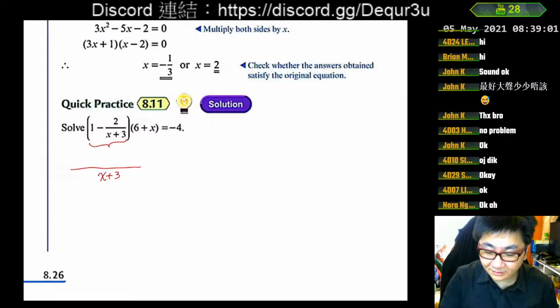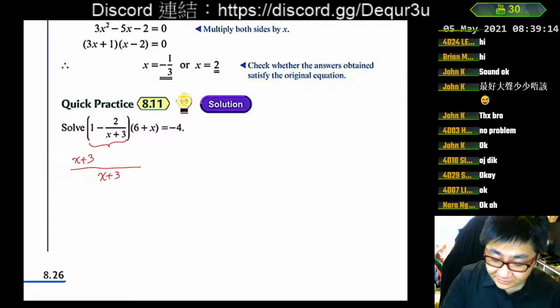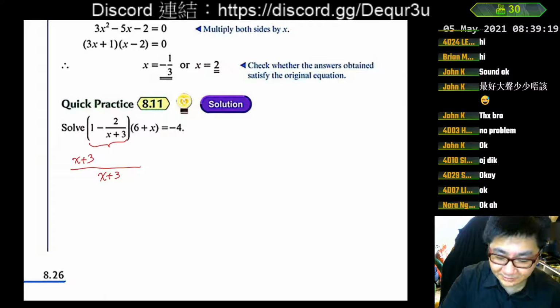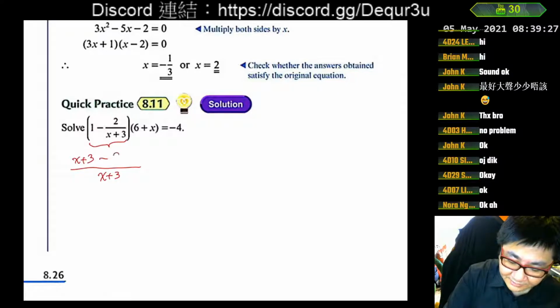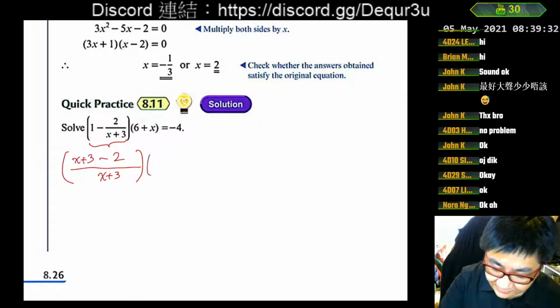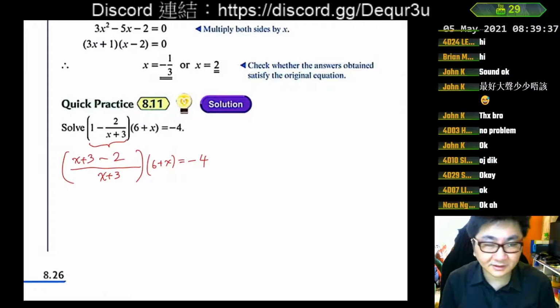If we try to make a common denominator, this is originally 1. 1 means no denominator, but we make it into an x plus 3 denominator, then the upper part will also be x plus 3. So that when simplified, it becomes 1, and then the other one will be minus 2. And then the outside, just copy. When we do the steps, we just change one thing and the others keep the same. Alright, so this is the common denominator.